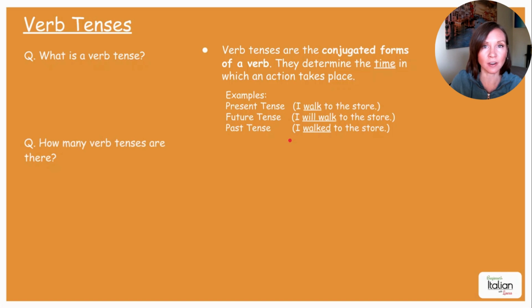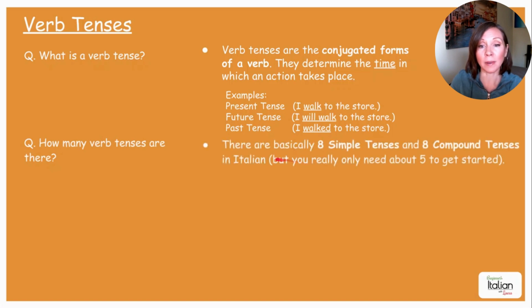How many verb tenses are there? There are basically 8 simple tenses and 8 compound tenses in Italian, but you really only need about 5 to get started. Okay, so it may feel overwhelming that there are so many, but just stick to the basics for now, and you can always add more tenses as you progress.